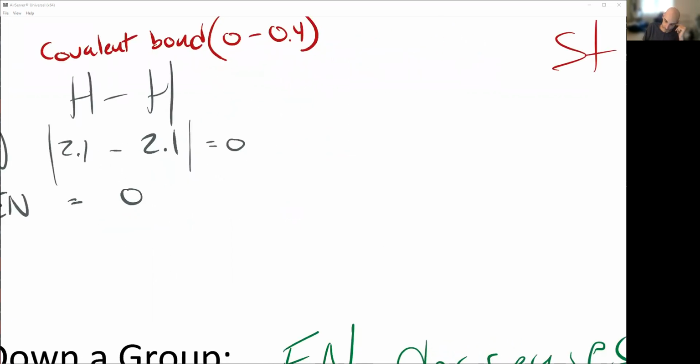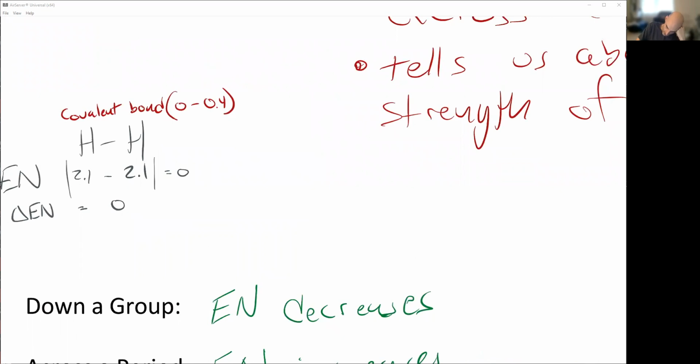Next up, if I had something like hydrogen and carbon, hydrogen is 2.1 and carbon is 2.5. The absolute value gives me a delta EN of 0.4. This is on the upper end of being a covalent bond.